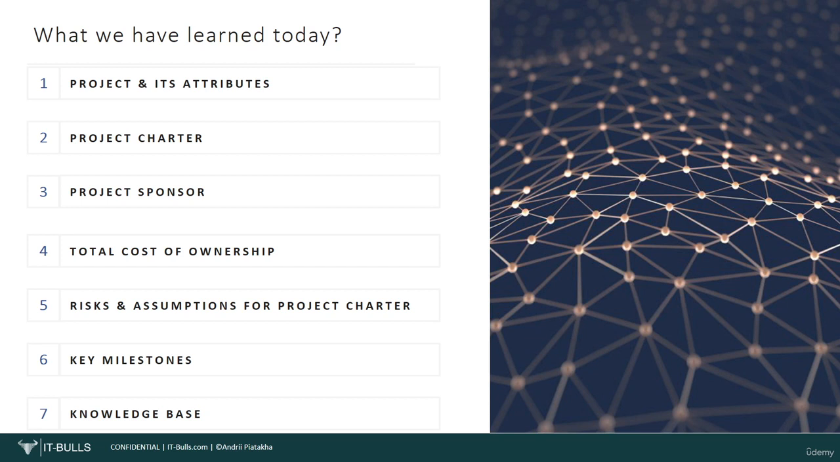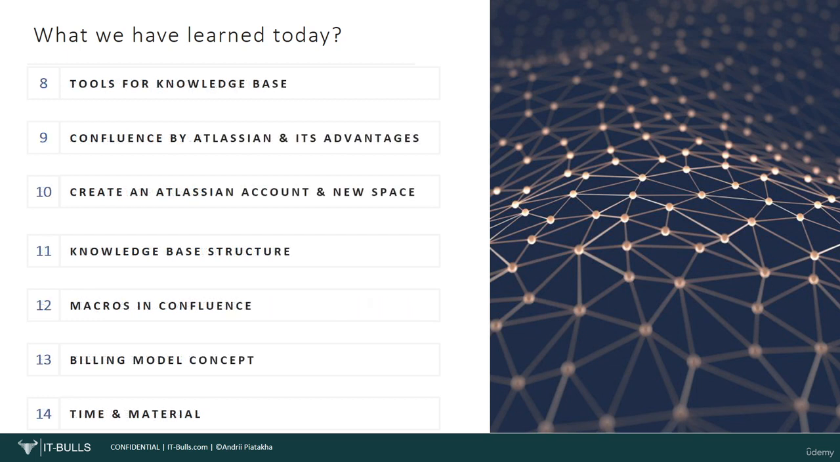In the lesson we learned what a knowledge base is. I did an overview of tools that you can use to set up a knowledge base on your project. But I selected Confluence by Atlassian for this lesson, and I explained to you the advantages of Confluence. I showed you how you can create an Atlassian account and create a new Confluence space. We created a knowledge base structure. I explained to you what macros are and showed you some of them in real examples. And at the end of the lesson, we reviewed the budget section of the project charter, including billing model, and we understood what the time and material billing model is.